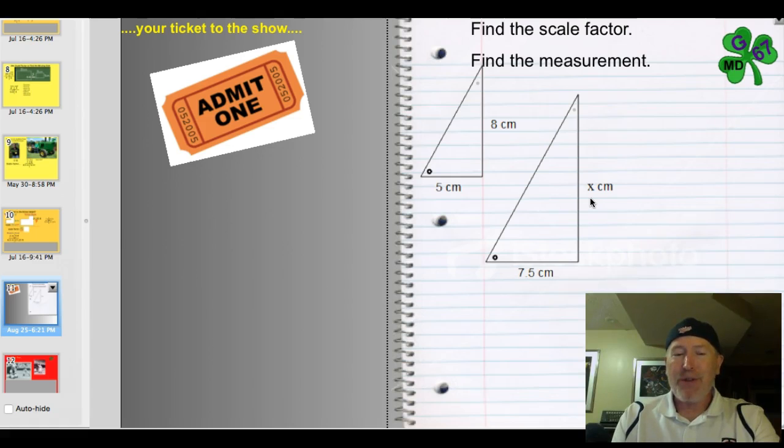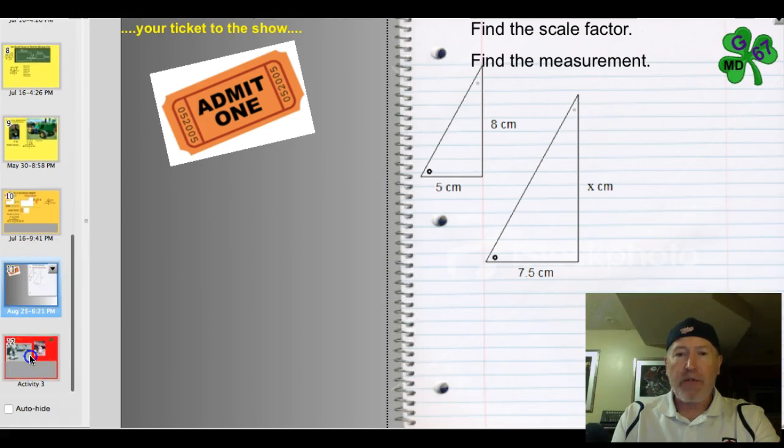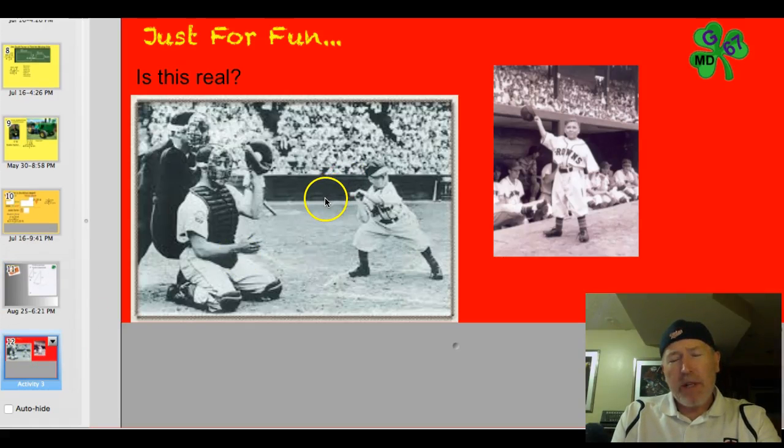Oh, you want the trivia question, don't you? All right, and how it relates to scale factor. Is this real? Is this legit?